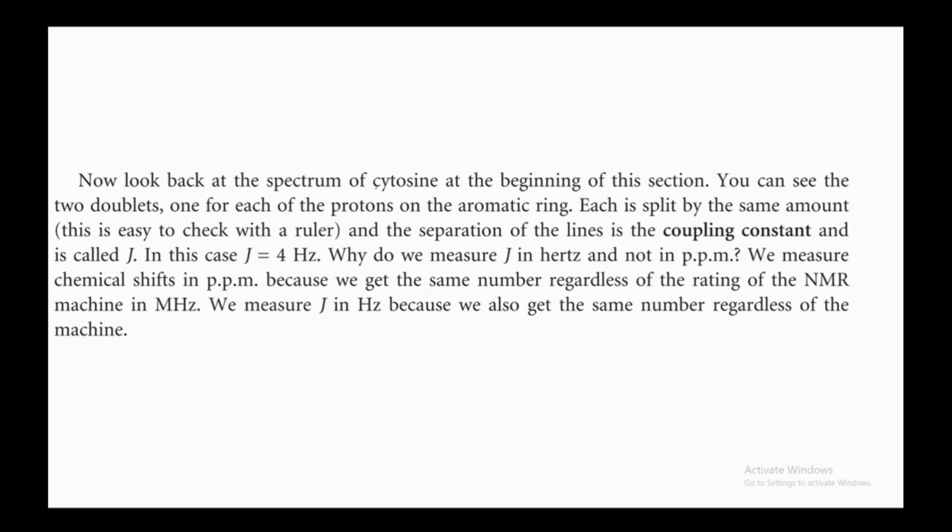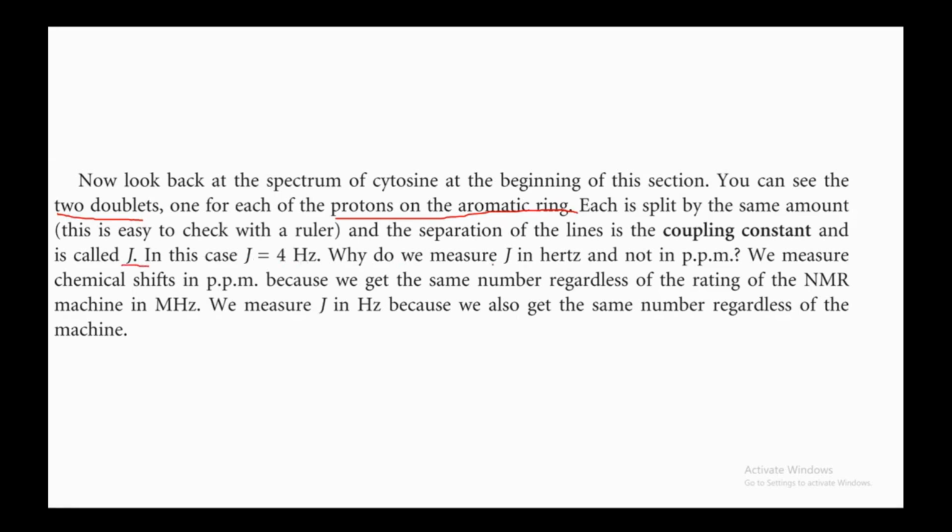Now look back at the spectrum of cytosine at the beginning of this section. You can see the two doublets, one for each of the two protons of the aromatic ring. Each is split by the same amount. This is easy to check with a ruler, and the separation of the lines is called the coupling constant, and it's called J. In this case, J is 4 Hz.